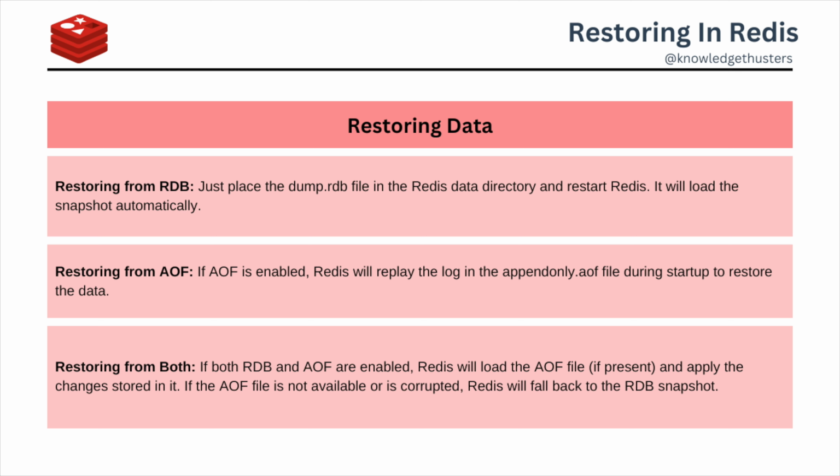But if you want to restore manually, then you can use the redis-check-aof tool to fix your AOF file. And if you are using both approaches, then the AOF file will be given priority, and if that file is corrupted or unavailable, then the RDB file will come into action.